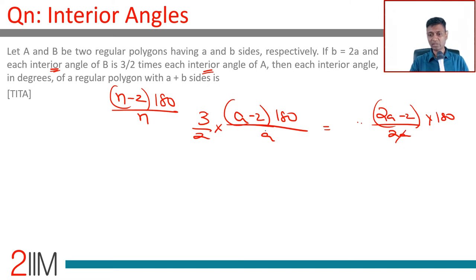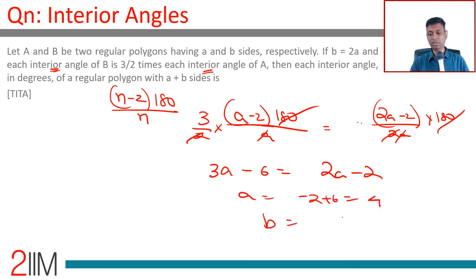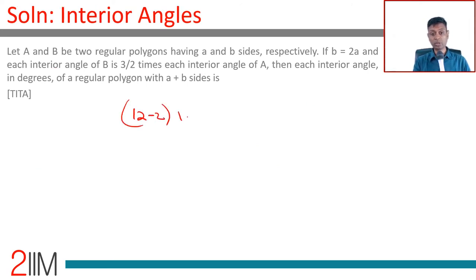The A will get cancelled on both sides. 2 will get cancelled on both sides. 180 will get cancelled on both sides. 3A minus 6 is 2A minus 2, or A is minus 2 plus 6, which is 4. B is 8. Then each interior angle in degrees of a regular polygon with A plus B sides, that is 12 sides, would be (12 minus 2) into 180 divided by 12. This is 10 by 12 or 5 by 6. 180 by 6 is 30. 30 into 5 is 150 degrees.